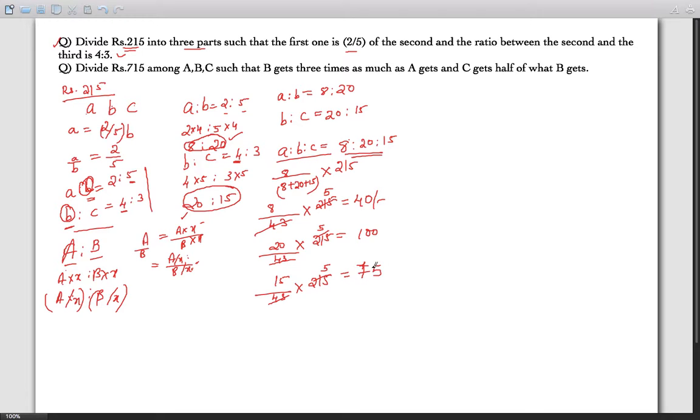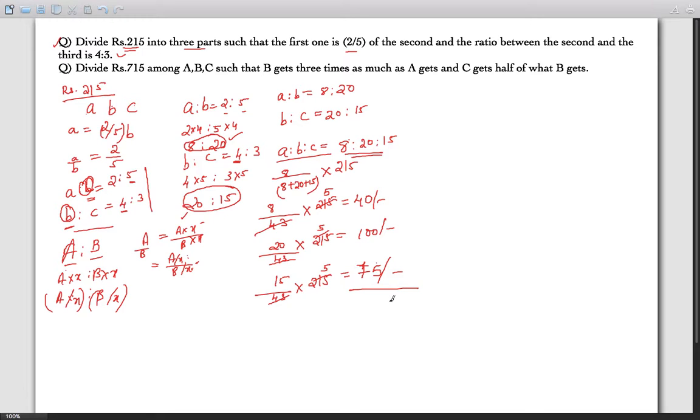Okay. So we have the three values. One is 40 rupees, the other one is 100 rupees, and the third one is 75 rupees. So you have divided this 215 into three parts. The first person gets 40 rupees, the second person gets 100 rupees, and the third person gets 75 rupees, and that solves your problem.